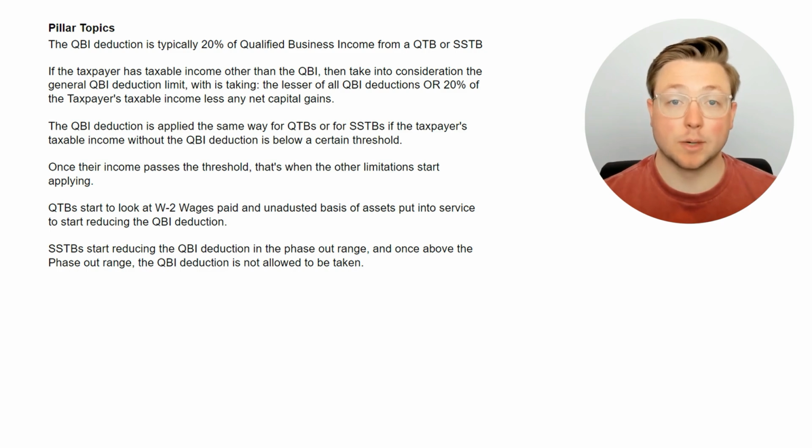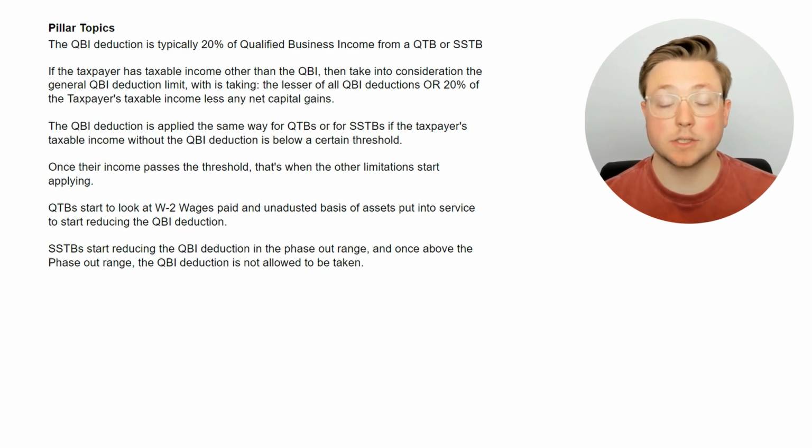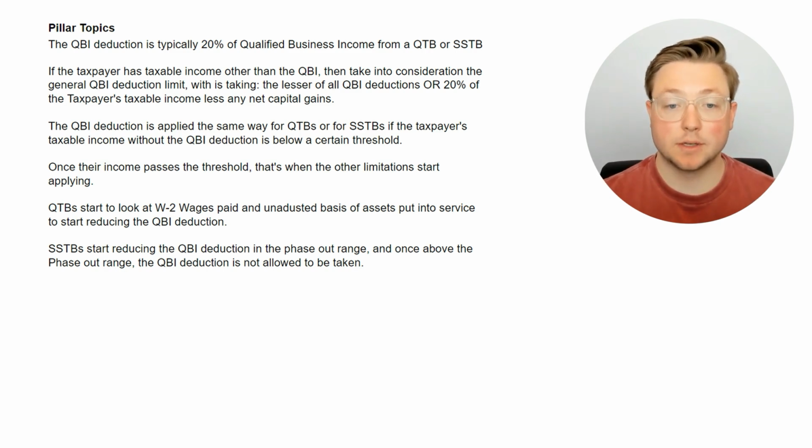Okay, here are the pillar topics and we're going to go over them to finish the video. The QBI deduction is typically 20% of qualified business income from a QTB or an SSTB. So again, typically it is the 20% of the QBI. If the taxpayer has taxable income other than the QBI, then you do need to take into consideration the general QBI deduction limit, which is taking the lesser of all QBI deductions, or 20% of the taxpayer's taxable income less any net capital gains. And again, that's before taking the QBI deduction.